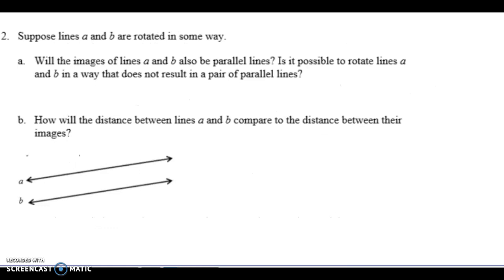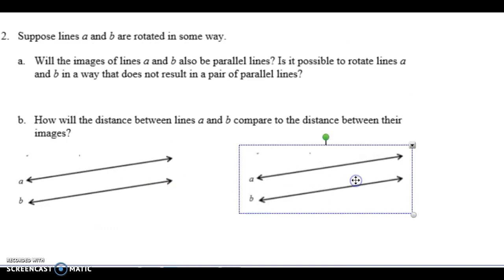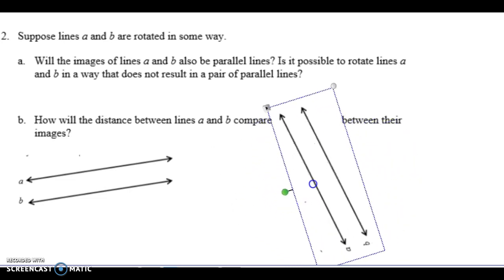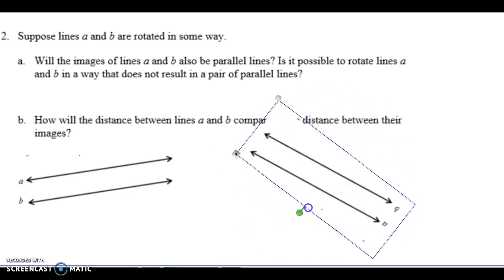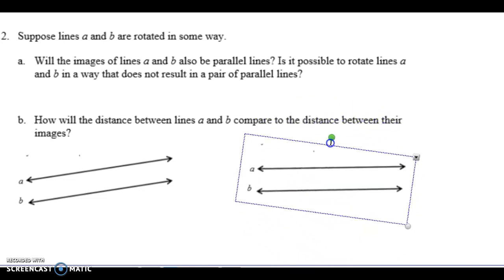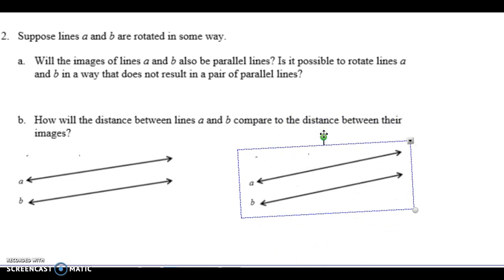We're going to do the same thing with rotation. So we take our parallel lines and we rotate them around. Woo! As you can see, the slope might look like it changes, but the relationship between A and B stays exactly the same, even if it's spinning around.